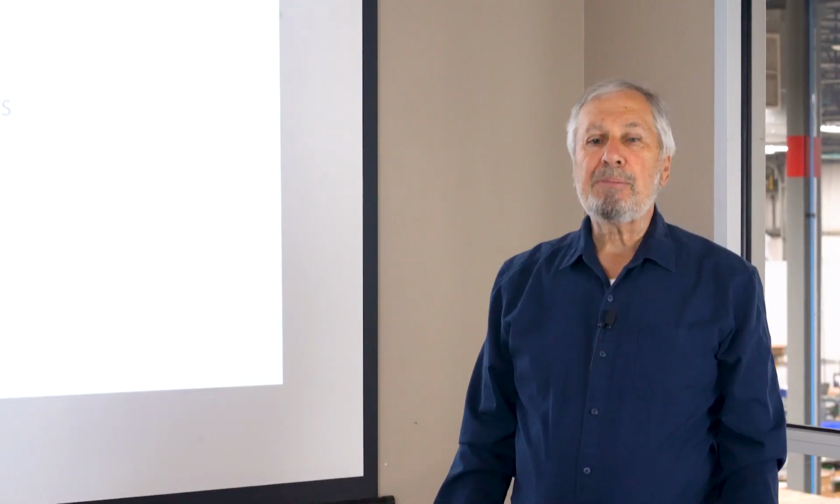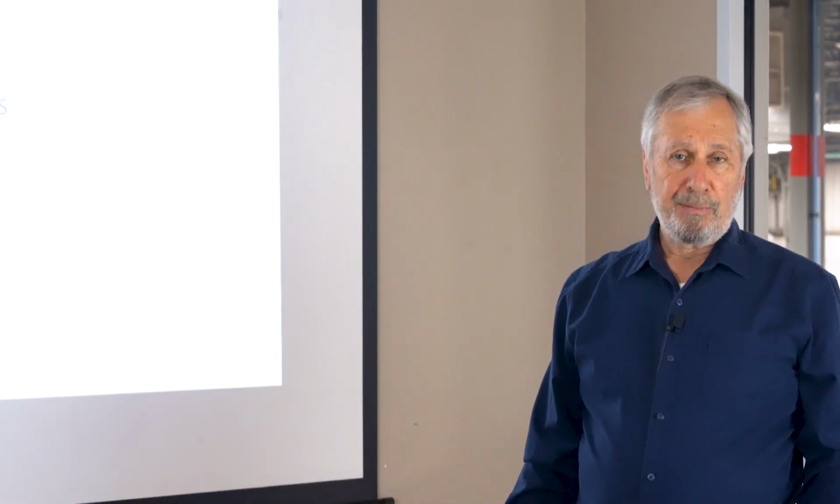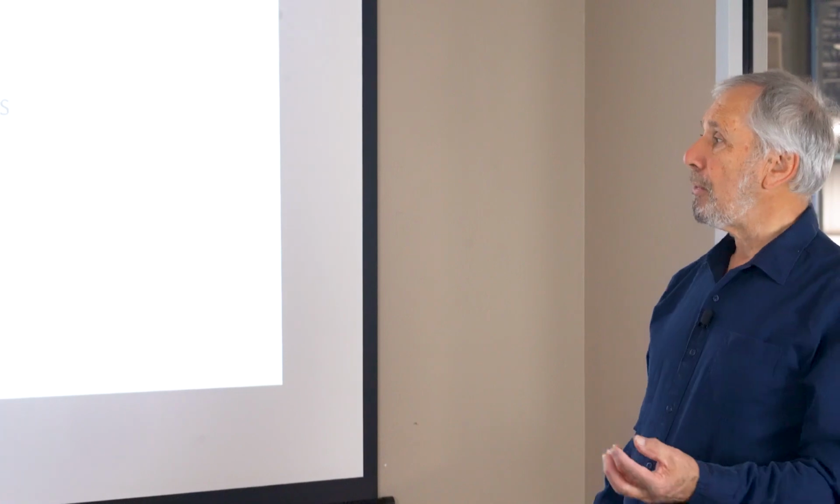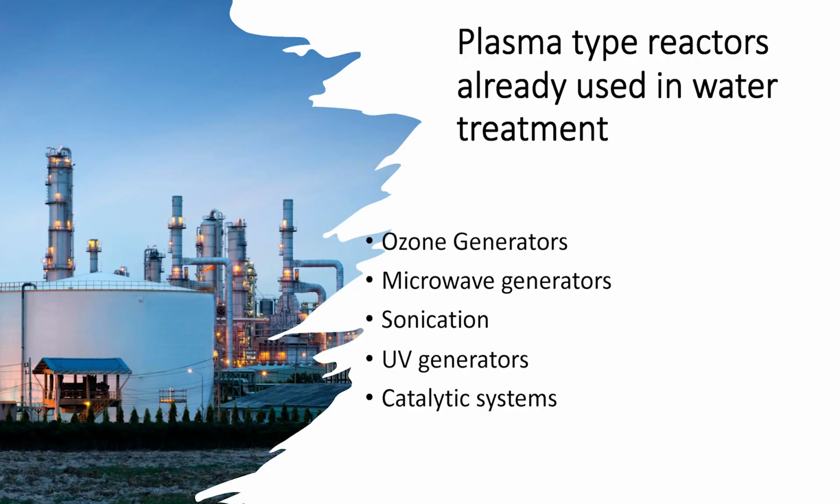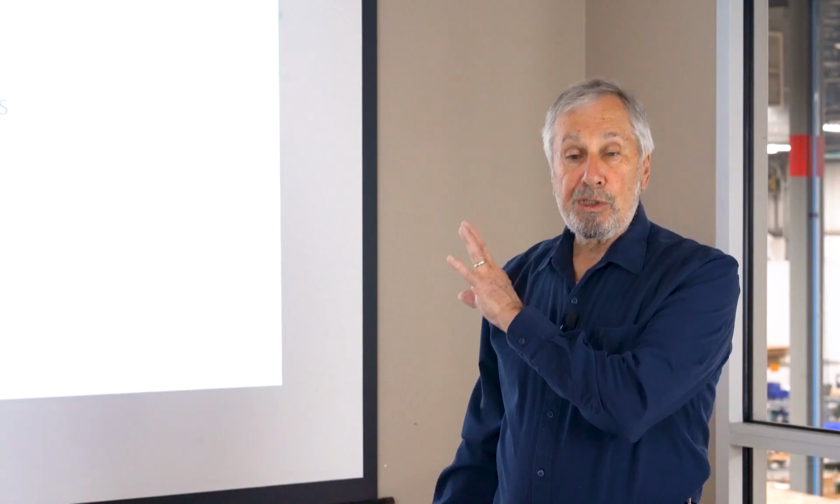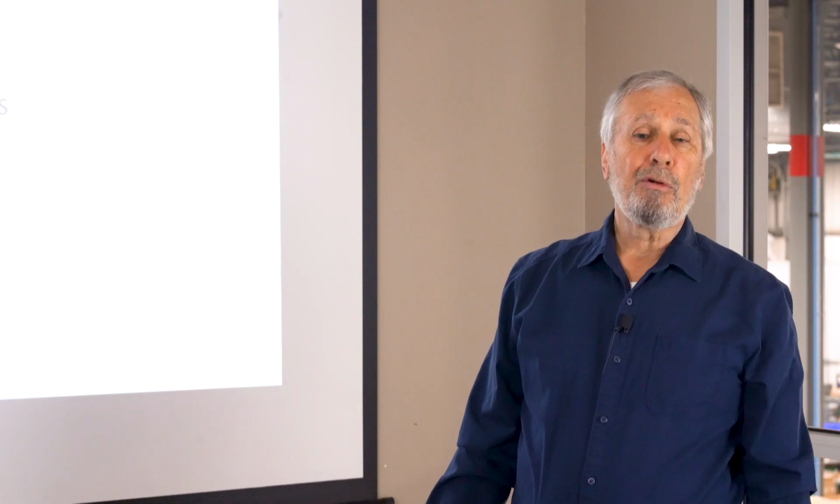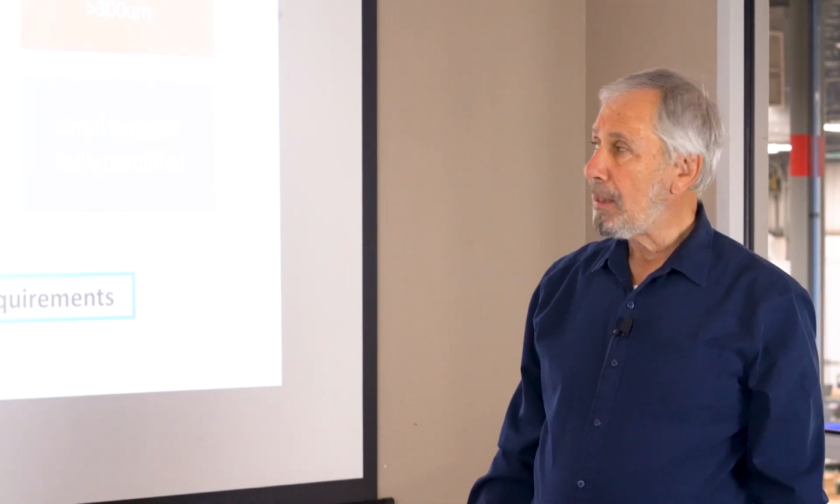Basically, plasmas are already in use. They're used for generating ozone. Microwave generators can also produce plasmas. Sonication is a very simple version of a plasma. Ultraviolet generators and catalytic systems also can use plasmas in various sorts. So we know about them, but these are using only simple components of a plasma rather than the full plasma.